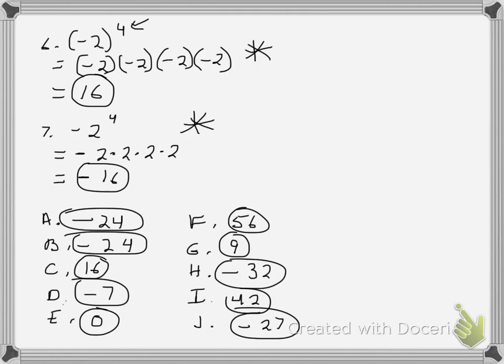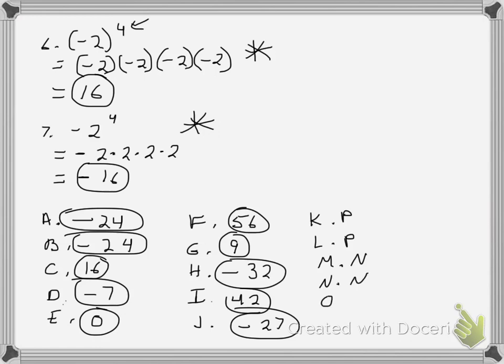Now for K and on, all they're asking you to do is decide if the answer is positive or negative. So K, I've got a negative times negative. I don't have to do the arithmetic. It's just going to be positive. L is a positive times a negative times a negative. That's an even number of negatives. My answer will be positive. M, I've got 3 negatives. That's an odd number of negatives. My answer will be negative. N, I've got 1 negative. My answer will be negative.